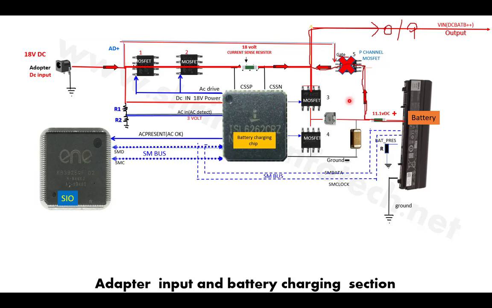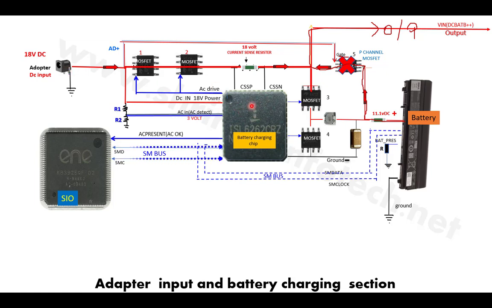So friends, I explained theoretically how this section works. Now we'll understand how to rectify the problem, or how to solve the problem if this section is faulty. Now if this section is faulty, a number of problems can appear in this laptop. First, if the laptop is not working on the adapter, if it is working on the battery, if it is not working on the adapter, then the possibility is that these two MOSFETs may be faulty, or maybe this DC jack is faulty, or this chip may be faulty.